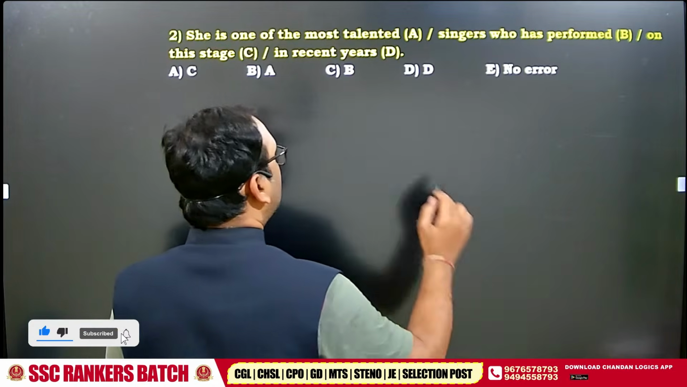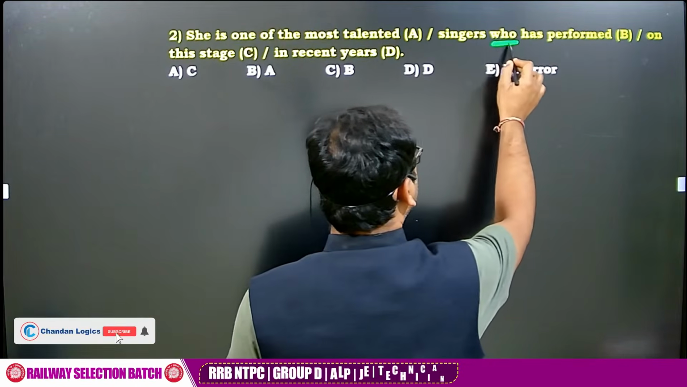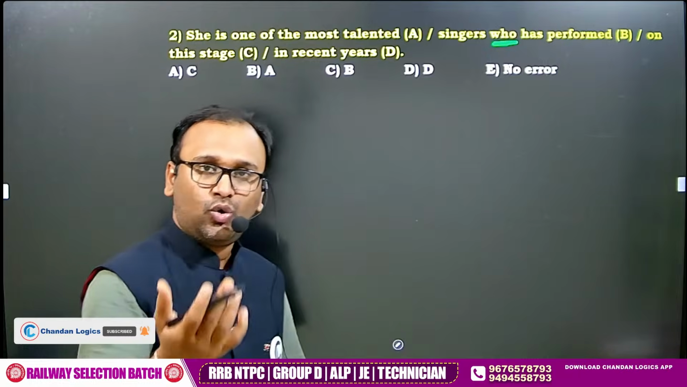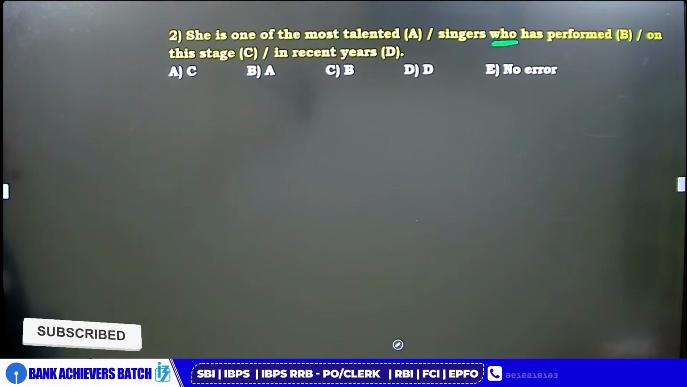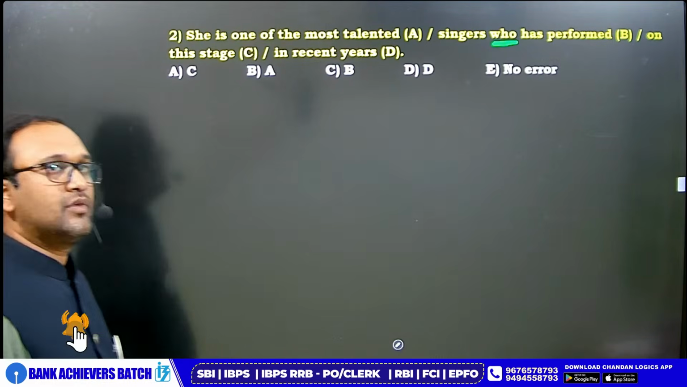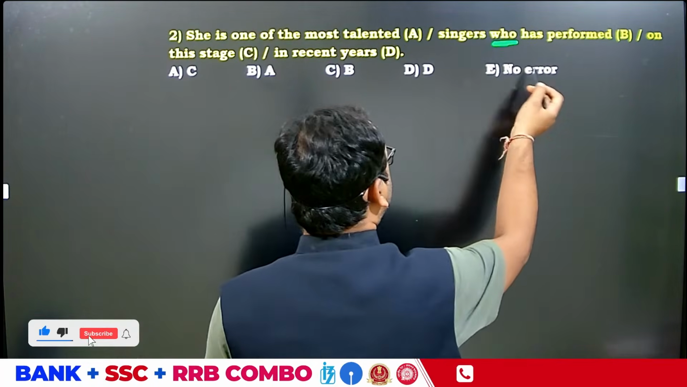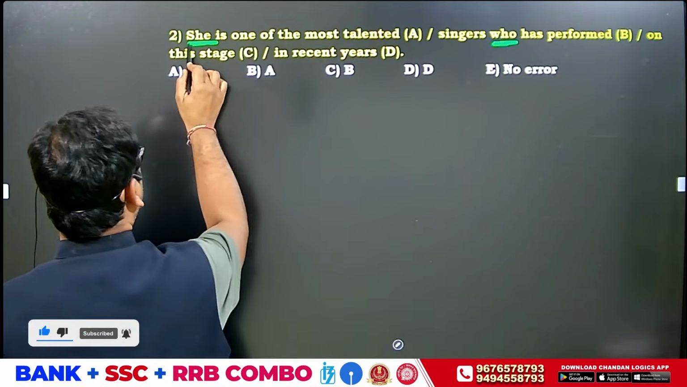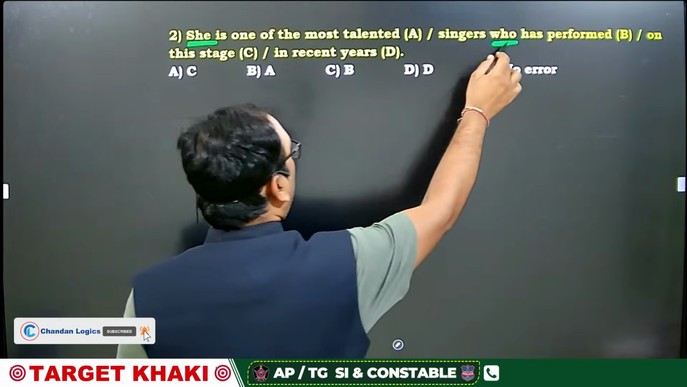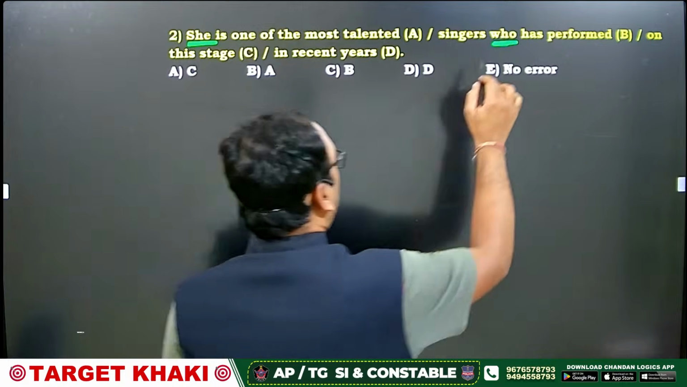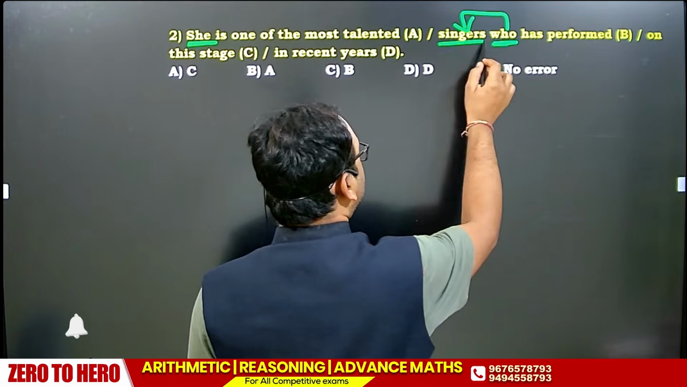Very important. My direct question is, in this sentence, who means who? Now when I ask this question, the students say, sir, who means this girl, she, correct? No, you are wrong. In this sentence, who is not this girl. Who is the singers. Now, naturally, singers becomes a subject here.